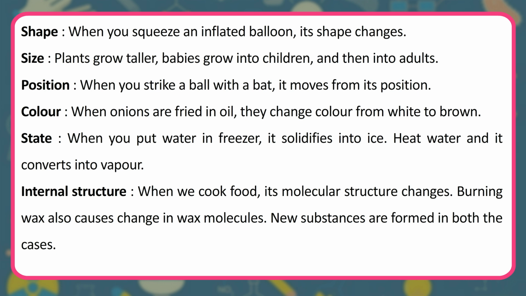Position. When you strike a ball with a bat, it moves from its position. Color. When onions are fried in oil, they change color from white to brown. State. When you put water in the freezer, it solidifies into ice. Heat water and it converts into vapor.